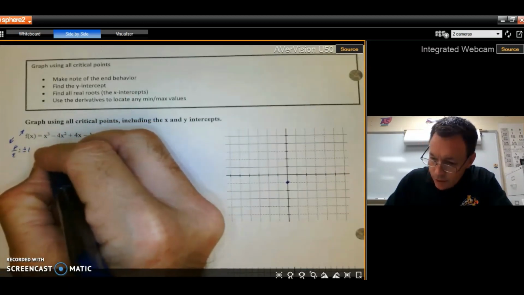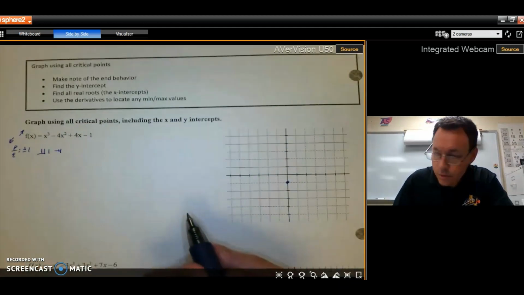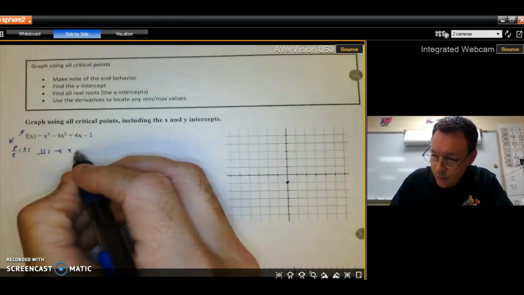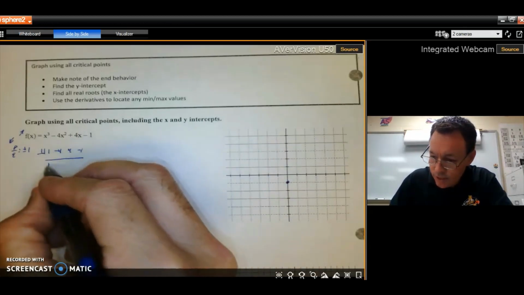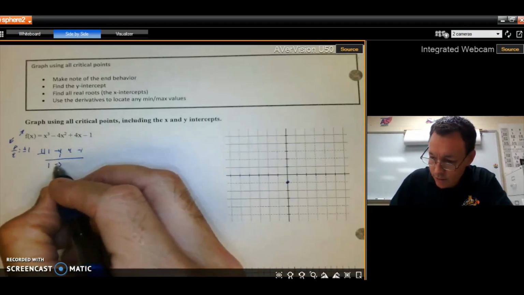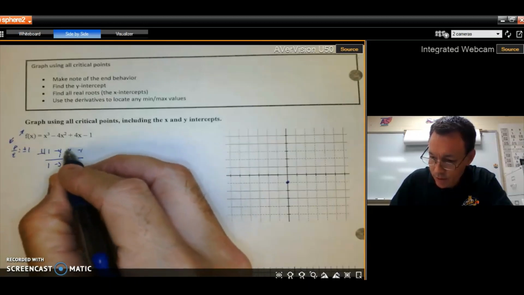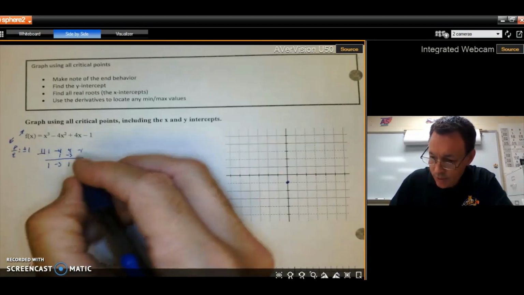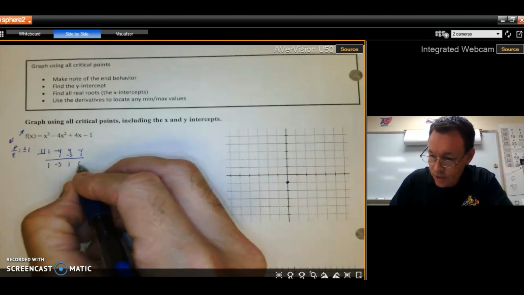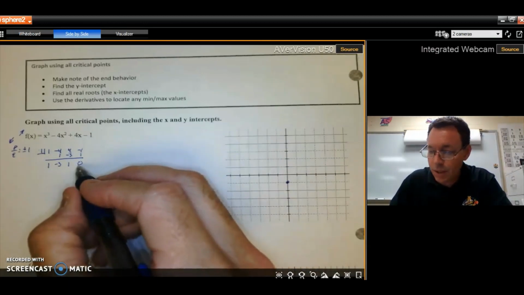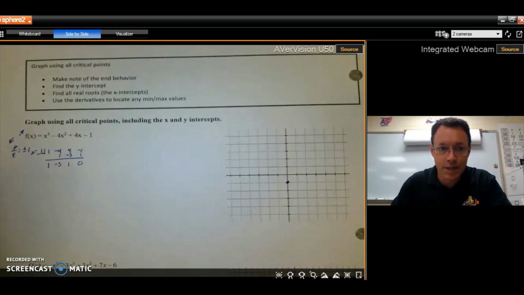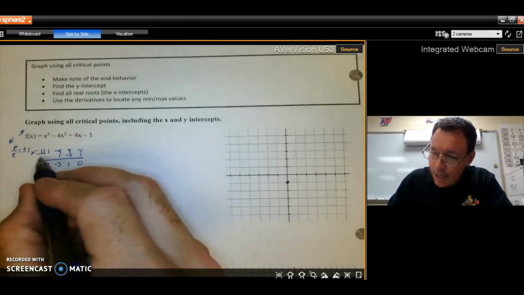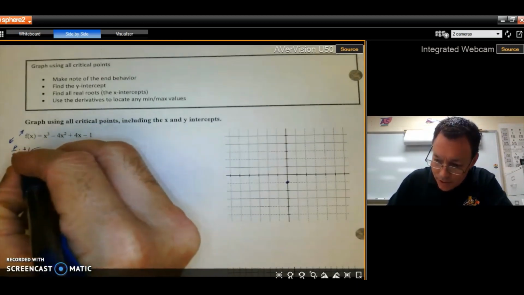So this is a 1, negative 4. Sorry, positive 4, negative 1. Bring down my 1. 1 times 1 is 1. Negative 3: 1 times negative 3 is negative 3. Add them. 1. 1 times 1 is 1. And negative 1 and 1 is 0. So that worked. I have a remainder of 0. Remember, we're finding x-intercepts now, and I know that positive 1 is one of my x-intercepts.